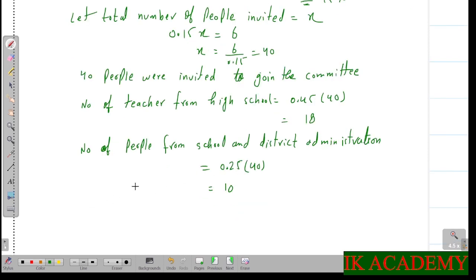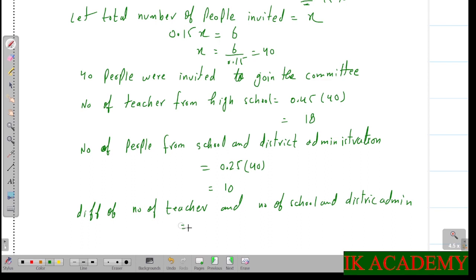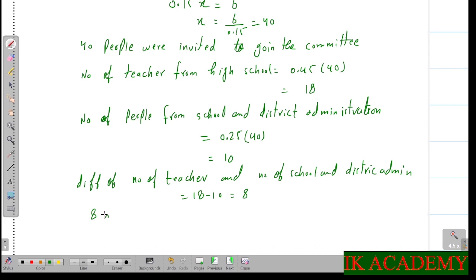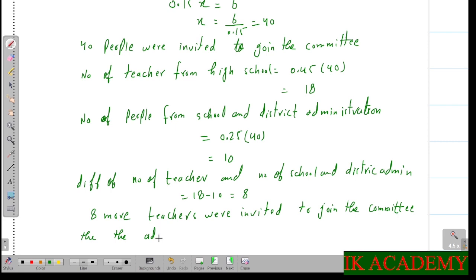So the difference between the number of teachers and the number of school and district administration is 18 minus 10, which is equal to 8. It means 8 more teachers were invited to join the committee than the administration staff.